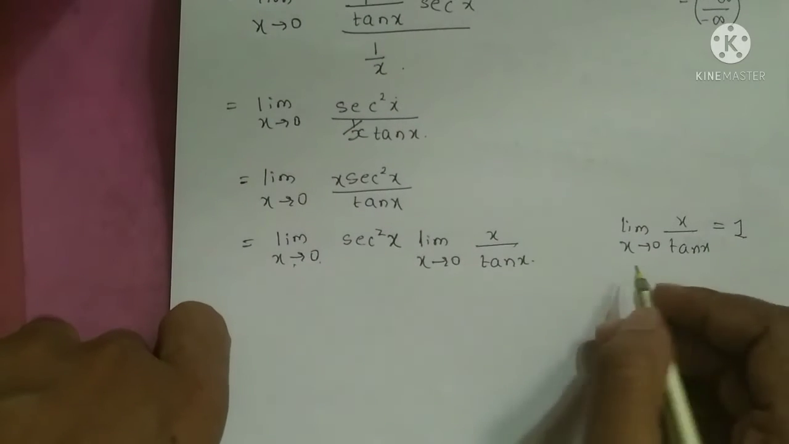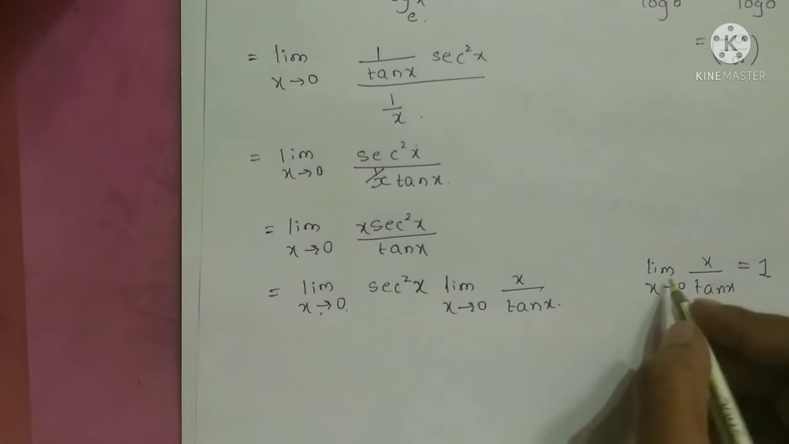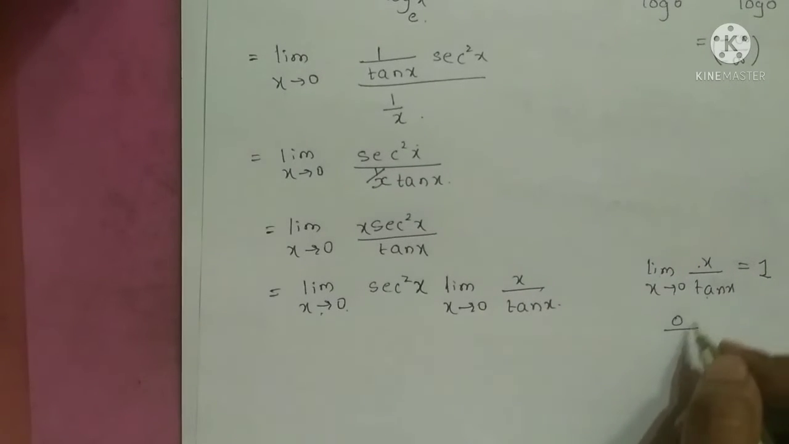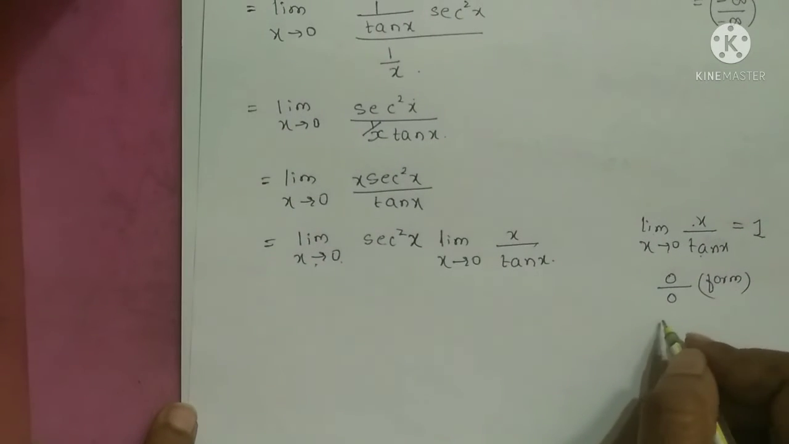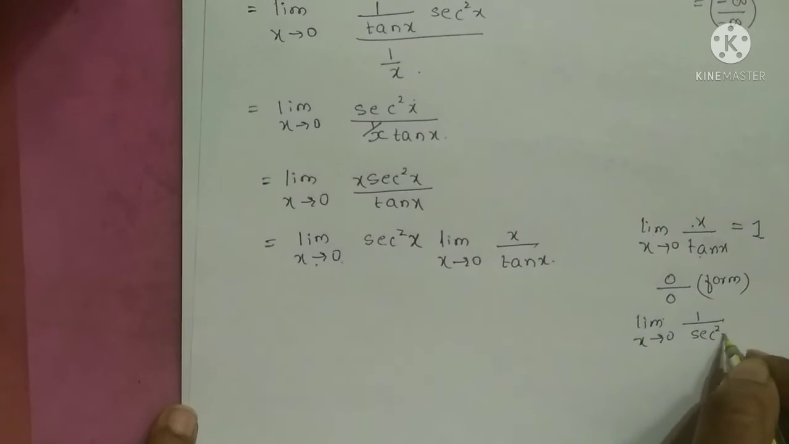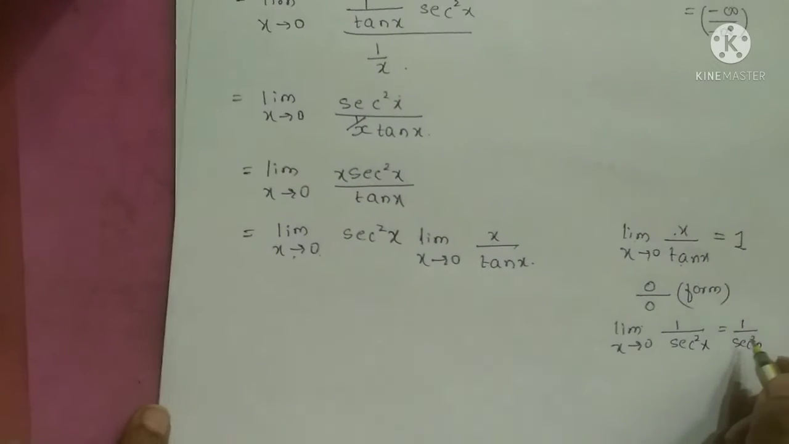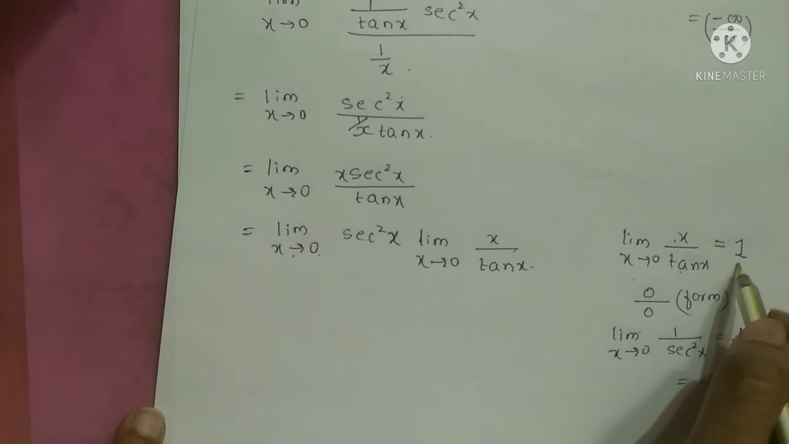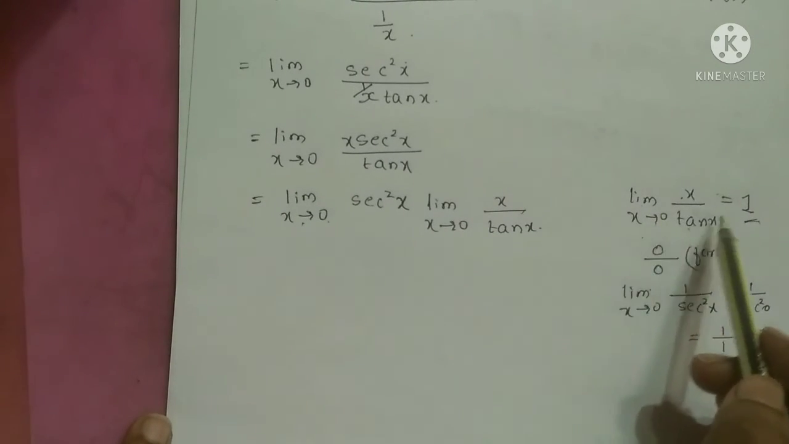How does this x by tan x take that value? When you apply the limit to this f of x and g of x, 0 by tan 0 is 0. It is in the 0 by 0 form. So you have to differentiate the numerator and denominator separately. Differentiation of the numerator is 1, and tan x differentiation is secant square x. When you apply the limit, 1 divided by secant square 0, so 1 by 1. So limit x tends to 0 of x by tan x is 1. Using L'Hospital rule itself, you get the answer 1.